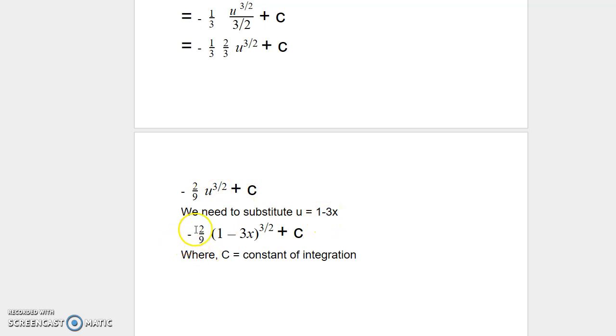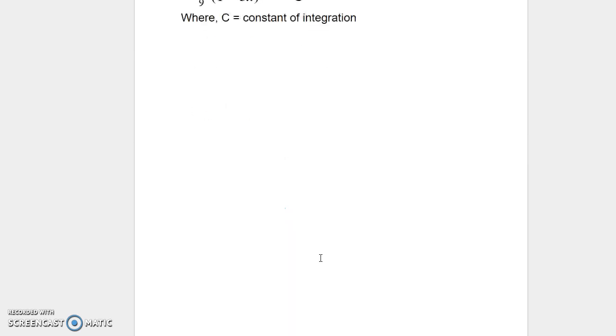So therefore, minus 2 over 9, instead of u, we're going to write 1 minus 3x, the whole thing raised to the power of 3 over 2 plus c, where c is a constant of integration. So this is the way we want to be able to solve example problems using integration by substitution. So let's look at another example.